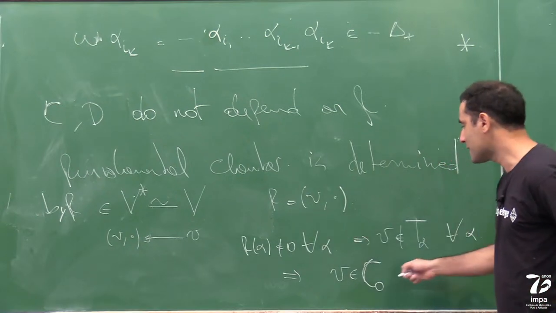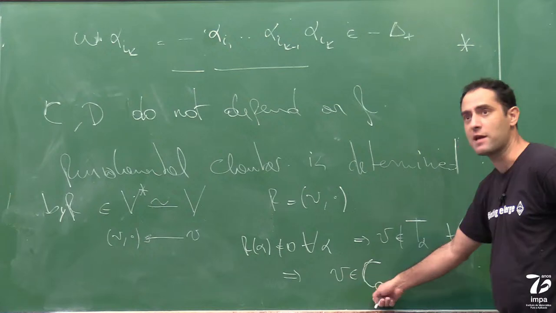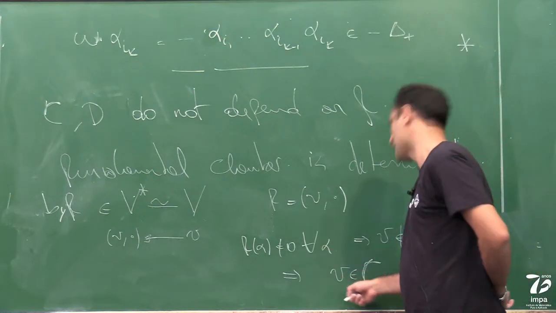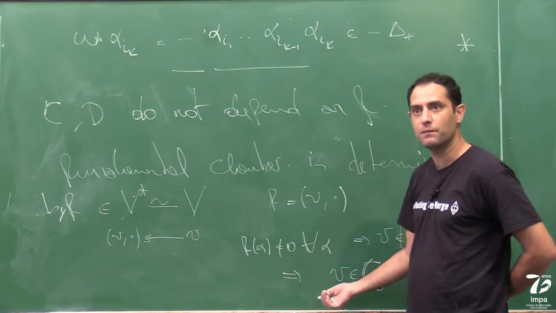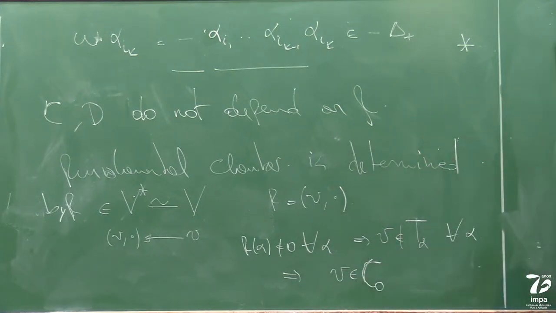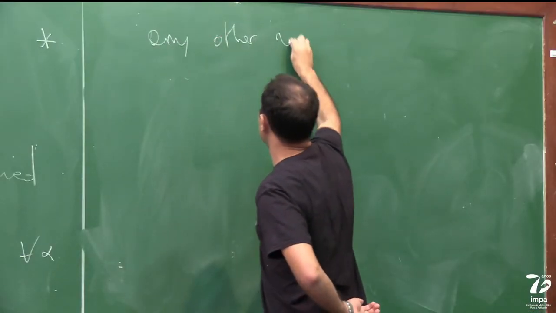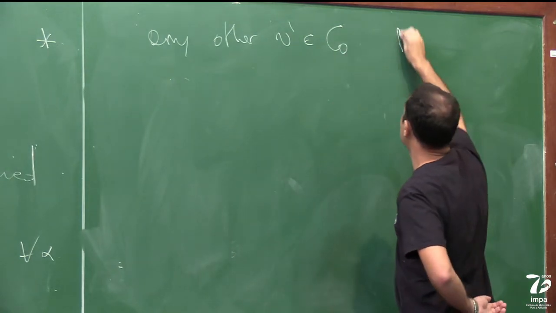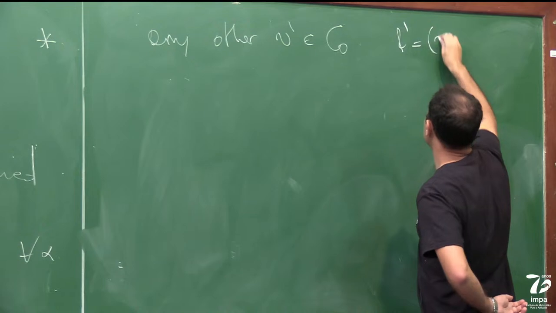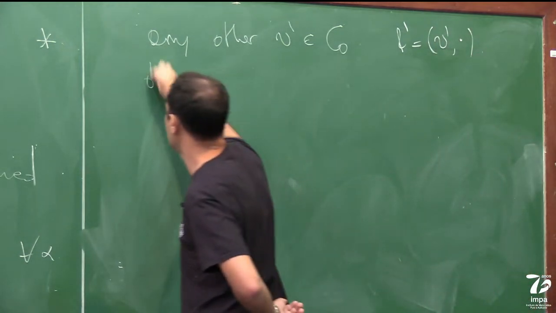So what you notice is that if you move v within the same fundamental chamber, you do not change the fundamental chamber, and you do not change the set of simple roots. So if you choose any other v prime in the same fundamental chamber, it determines f prime, which is v prime dot, and determines the same root system.